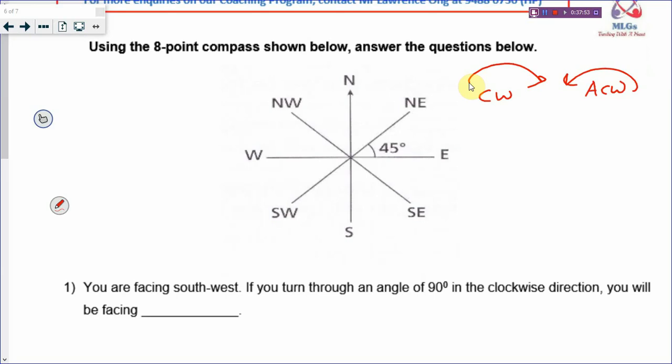Let's look at number 1. You are facing southwest. If you turn through an angle of 90 degrees in the clockwise direction, where will you be facing? You turn 90 degrees, which is a right angle, a quarter turn. So what direction will you be facing? You are facing northwest. A right angle is always a quarter turn.